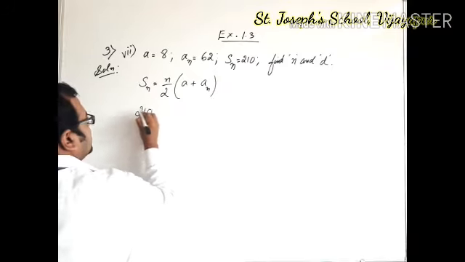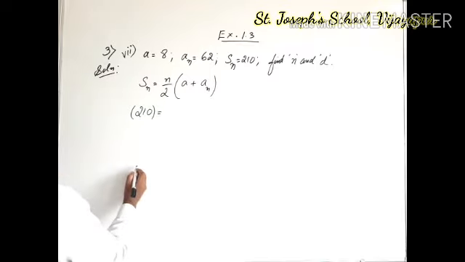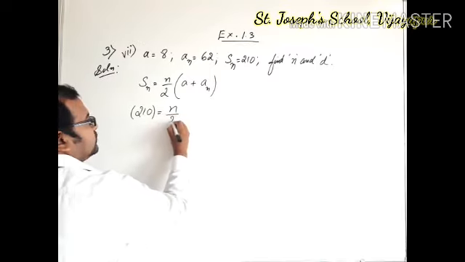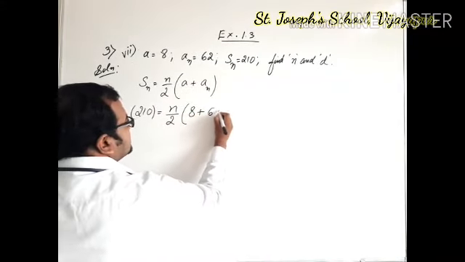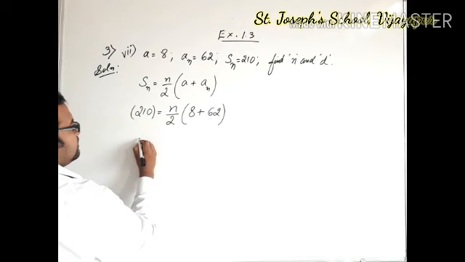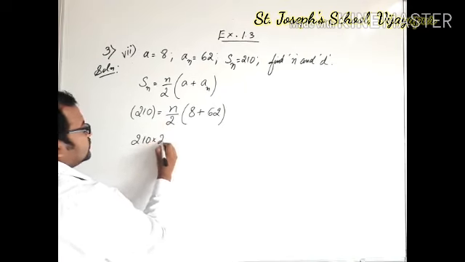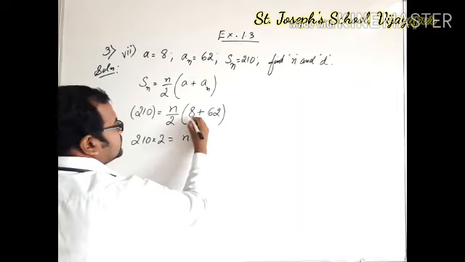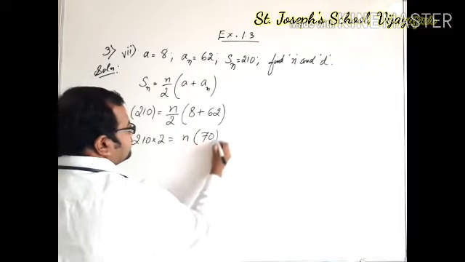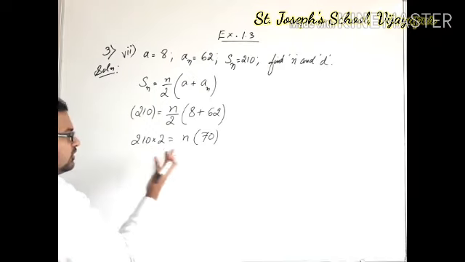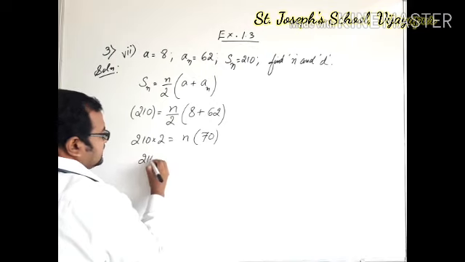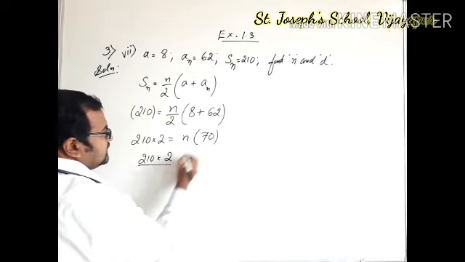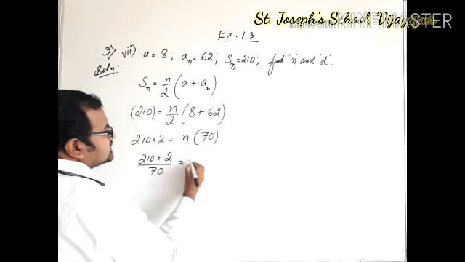Let us substitute directly. 210 is equal to n upon 2. We don't know n value. We need to find out. So a value is 8 plus an is 62. Next step. 2 comes to the other side, gets multiplied by 210 into 2 is equal to n into 62 plus 8 is 70. We can multiply this end, right? Or we can bring 70 here to simplify that. So next step, 210 multiplied by 2 divided by 70 is equal to n.